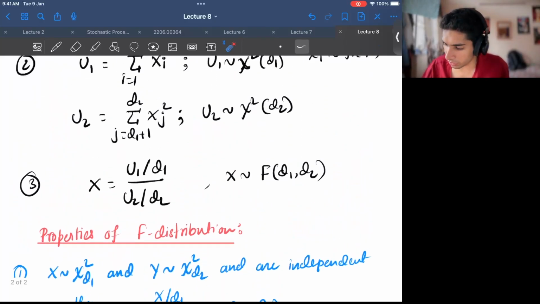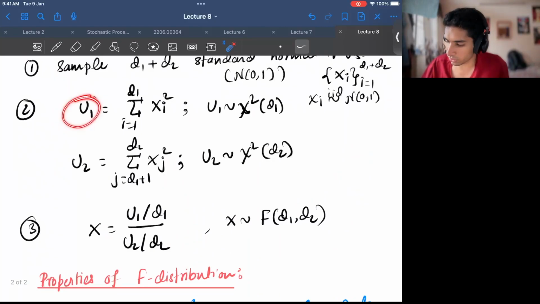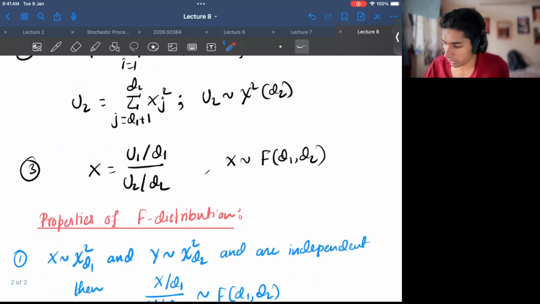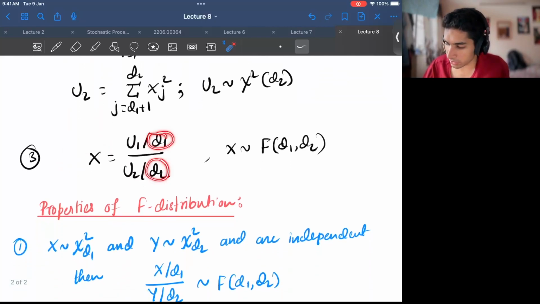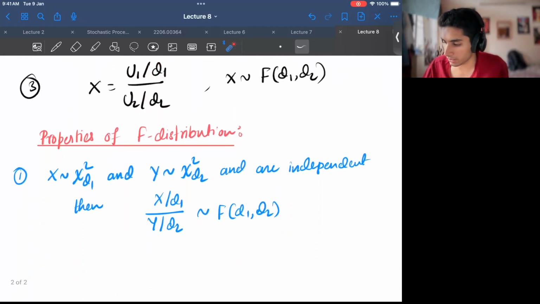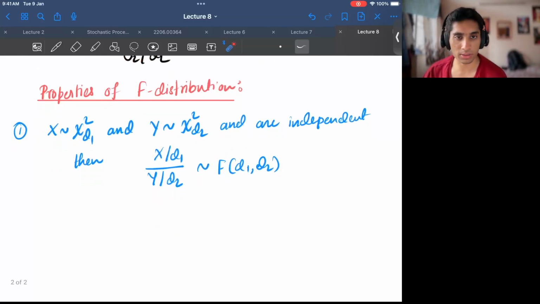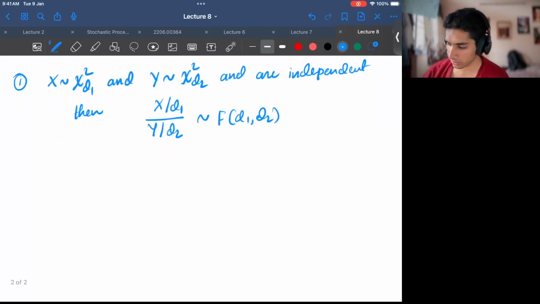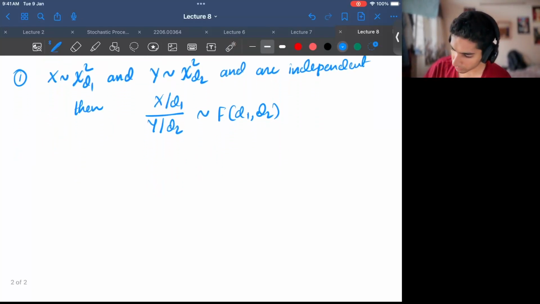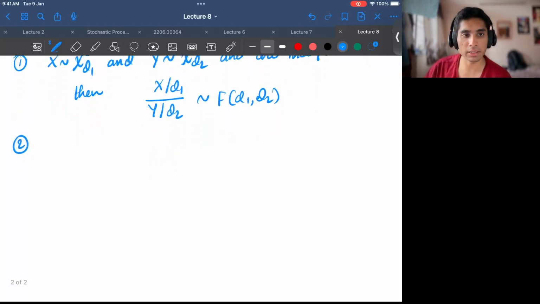So from these steps, you can see that u1 was chi-square distributed and u2 was also chi-square distributed. You divide them by their respective degrees of freedom and take this ratio, and what you get is an F distribution random variable. So this was just by definition, something to remember.